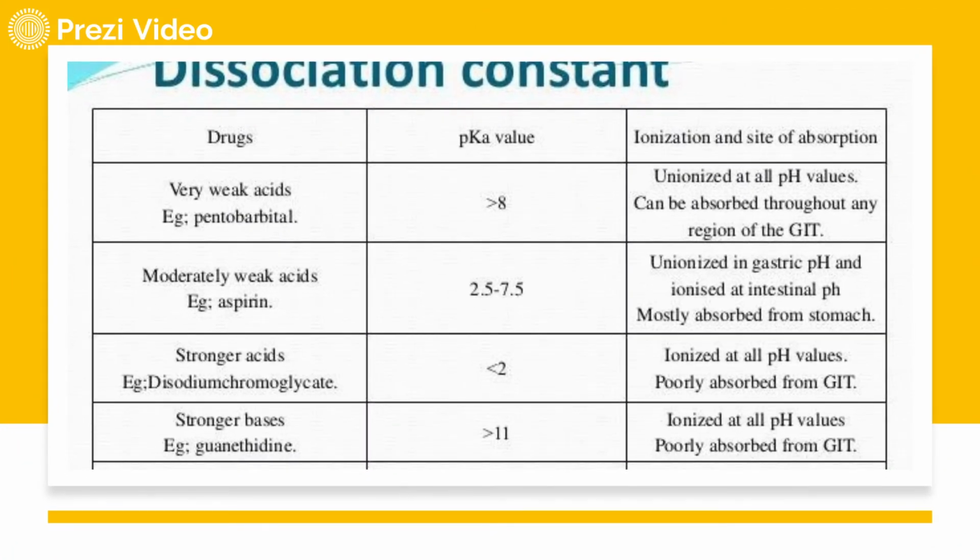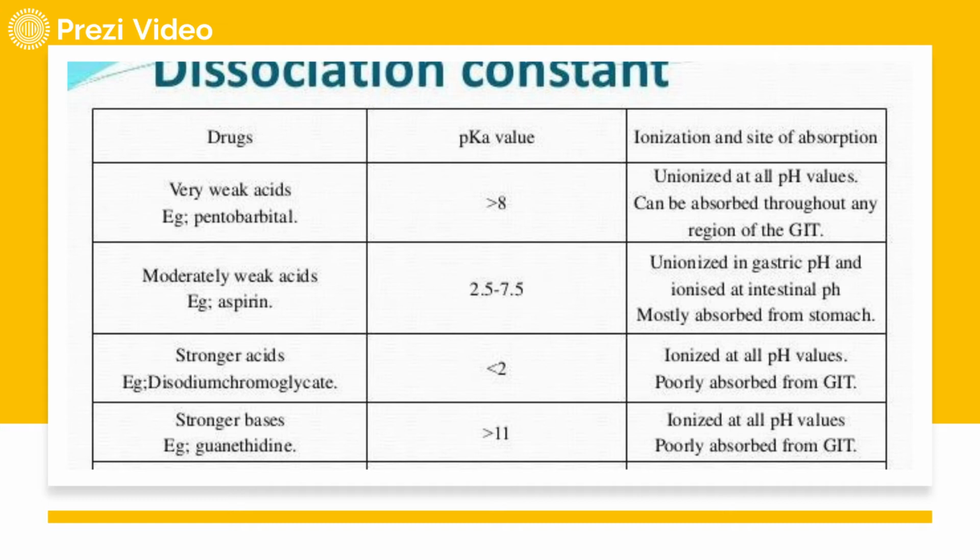In this chart, you can clearly see very weak acid drugs like pentobarbital, having a pKa value greater than 8, will be unionized at all pH values. As I have told earlier, the unionized part is absorbed, so it can be absorbed throughout any region of the gastrointestinal tract. So weakly acidic drugs having a pKa value greater than 8 will be unionized at all pH, and will be better absorbed throughout the GI tract.